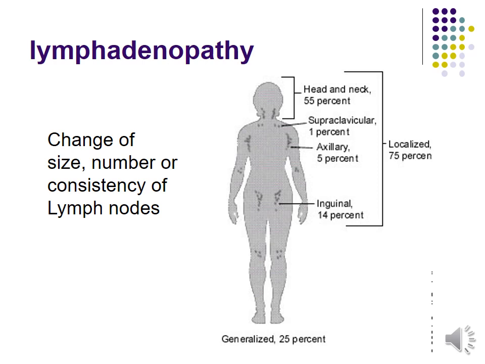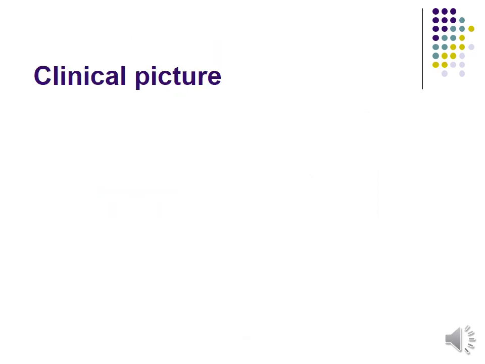55% is in head and neck, and this gives you the importance of lymph node enlargement of the cervical region. Next is the inguinal lymph node, about 14%, axillary lymphadenopathy is 5%, and lastly supraclavicular lymph node, only 1% of all causes of lymphadenopathy.